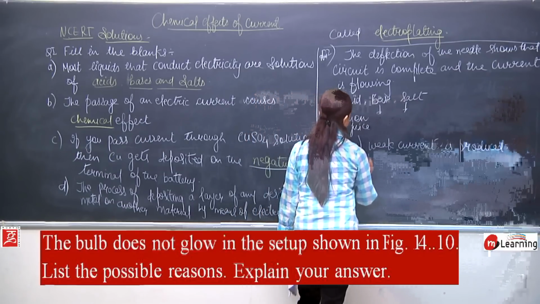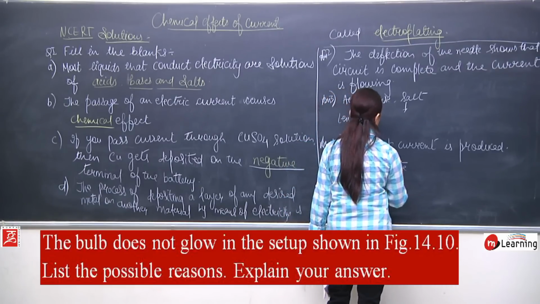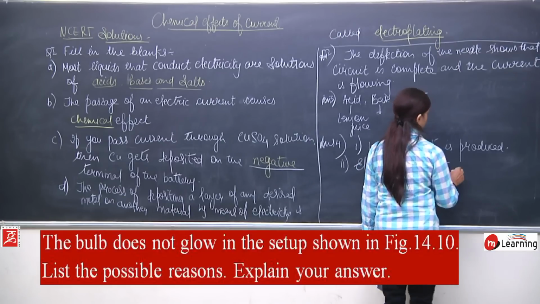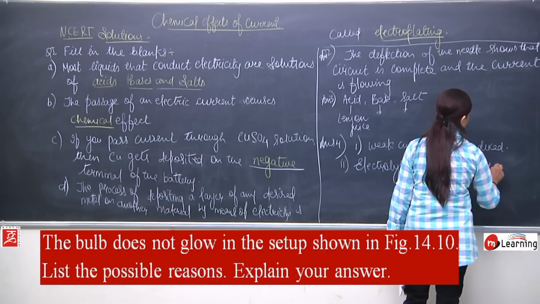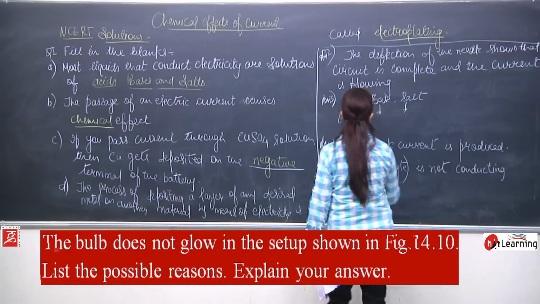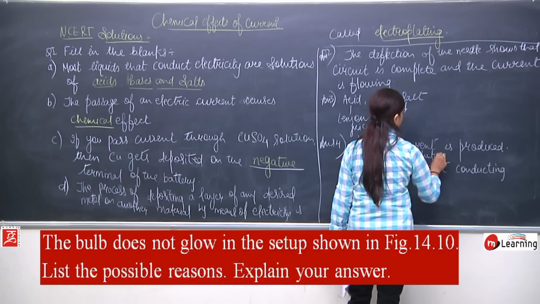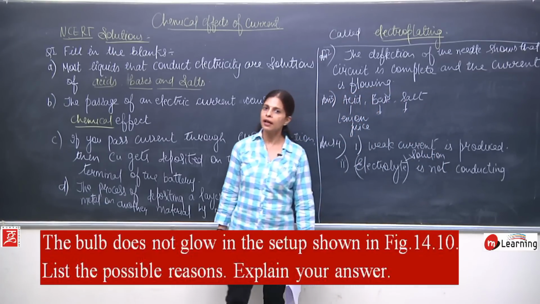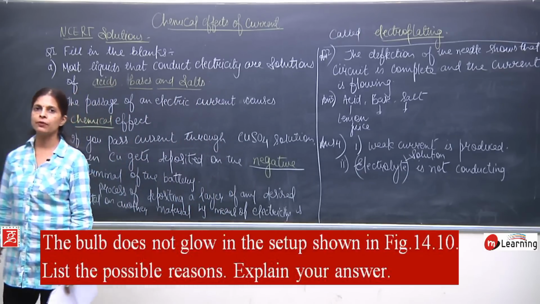So, the electrolyte is not conducting, or instead of writing electrolyte, I can write over here the solution. The solution is not conducting. Yes, if the solution is not conducting, then again the bulb will not glow. So these are the two reasons which I have given over here.